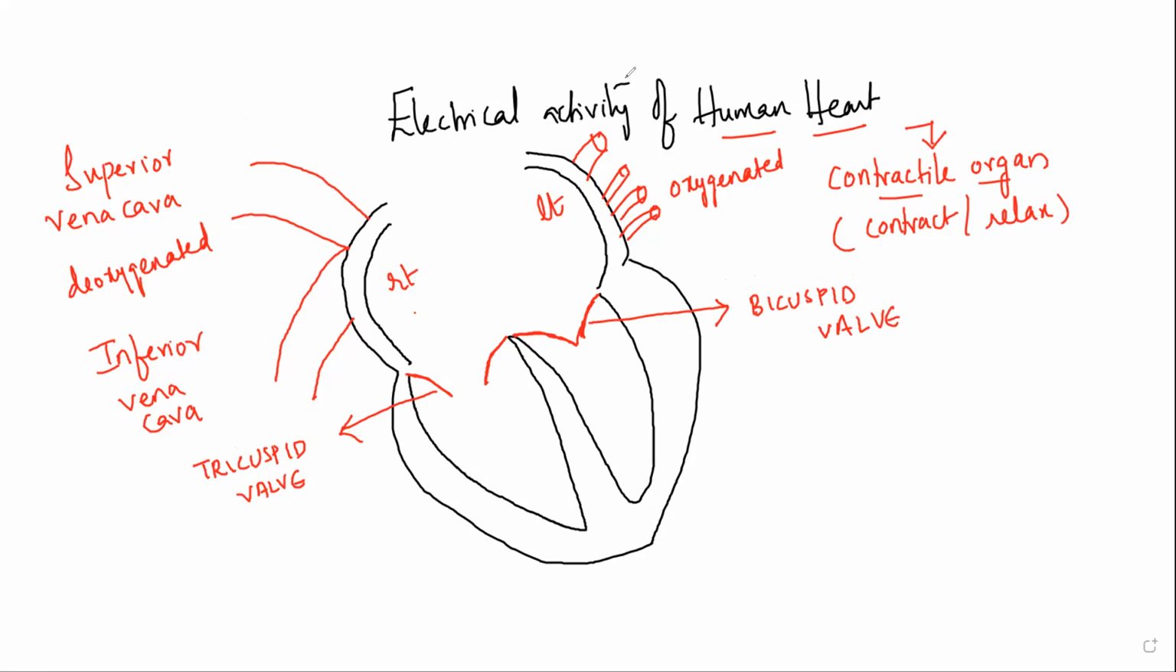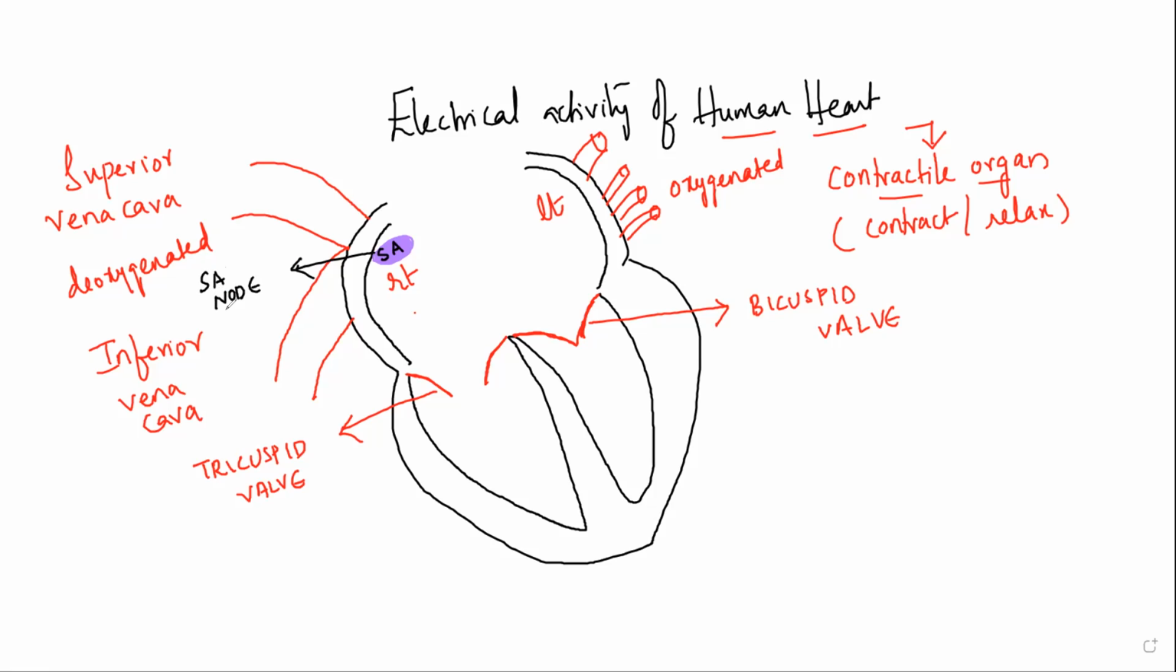So now you can see that just below the area where your superior vena cava is pouring the blood, at that particular site, we have a very specialized cardiac tissue, which is called the sinoatrial node, otherwise called the SA node.